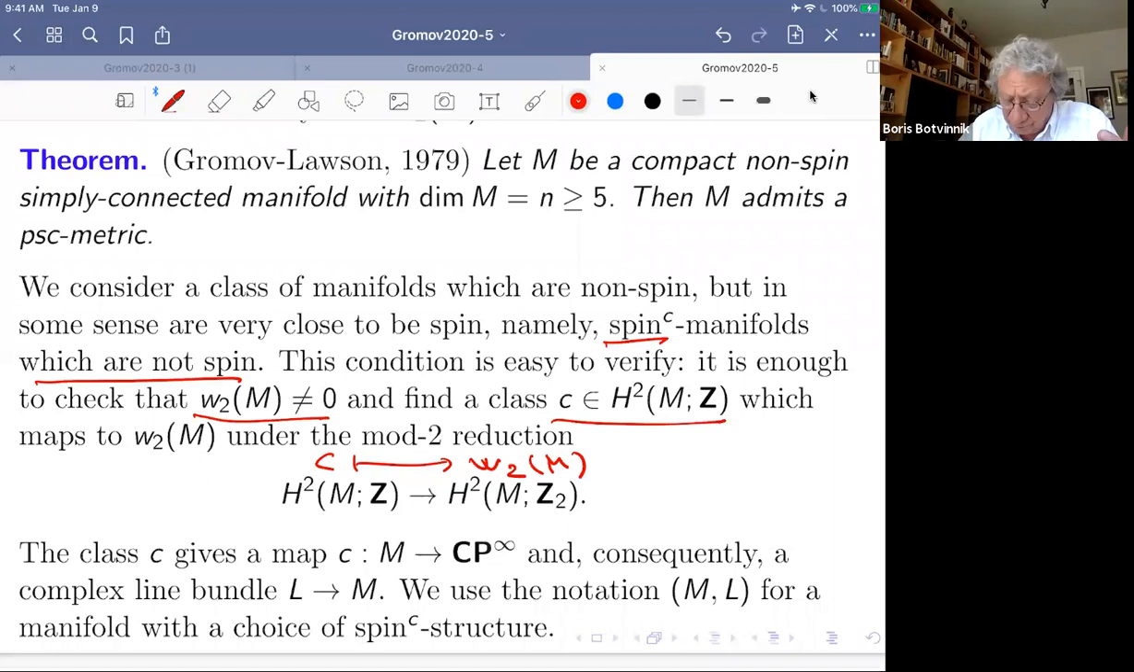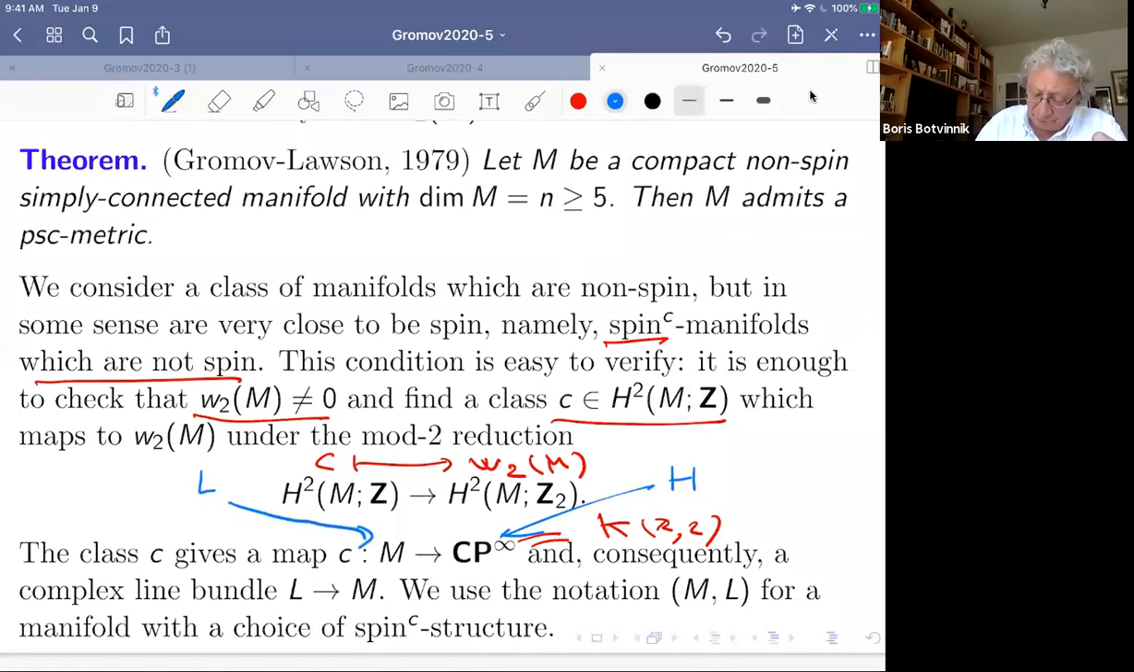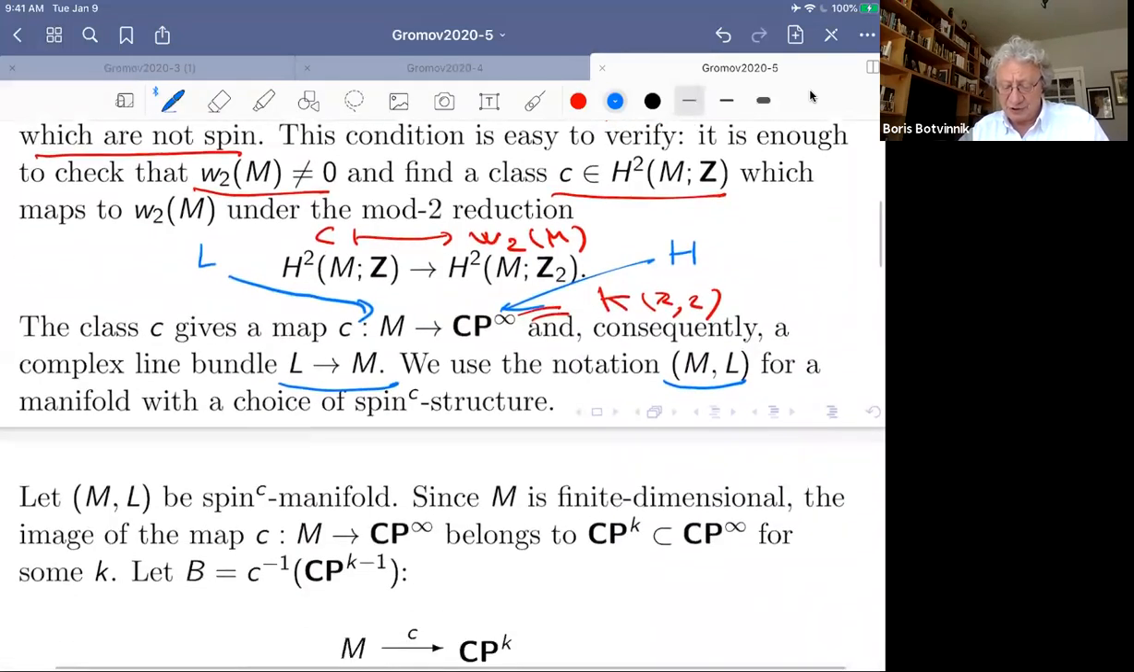Such a class gives a map from the manifold to CP infinity, which is, by the way, the Eilenberg-MacLane space K(Z,2), which classifies all integral cohomology elements in degree 2. Then we can take the Hopf bundle over CP infinity and pull it back over the manifold M. This complex line bundle carries all the information about the spin C structure on M, and we keep the notation that the pair M and complex line bundle L is a spin C manifold. L emphasizes the choice of the spin C structure.